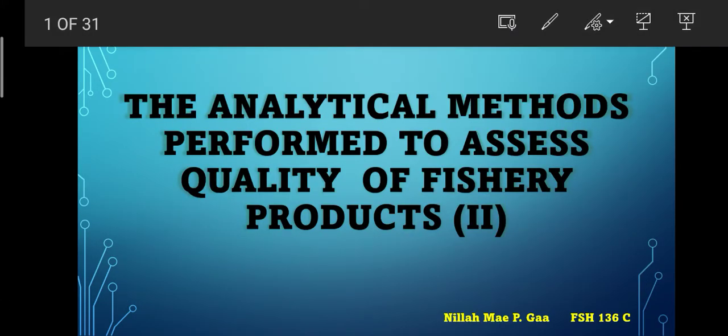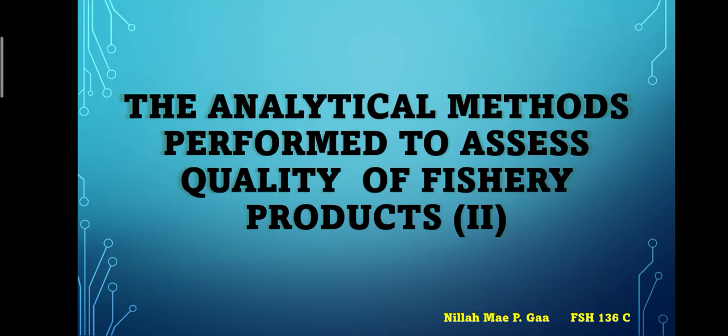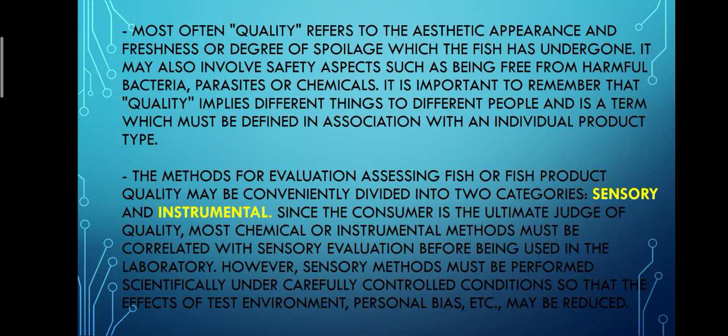The analytical methods performed to assess quality of fishery products. Quality refers to the aesthetic appearance and freshness or degree of spoilage which the fish has undergone. It may also involve safety aspects such as being free from harmful bacteria, parasites, or chemicals. It is important to remember that quality implies different things to different people and is a term which must be defined in association with an individual product type.